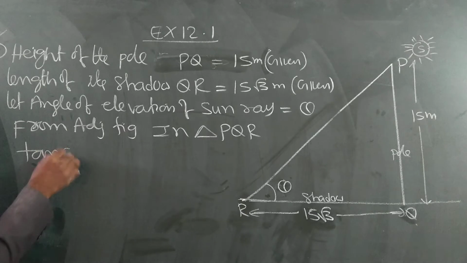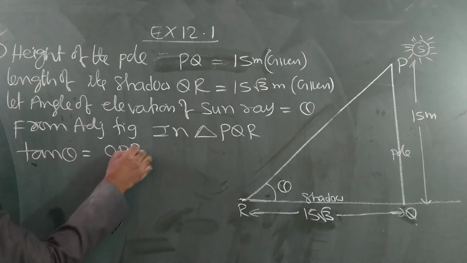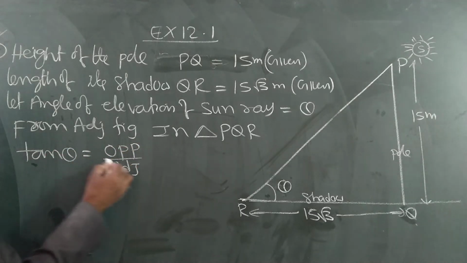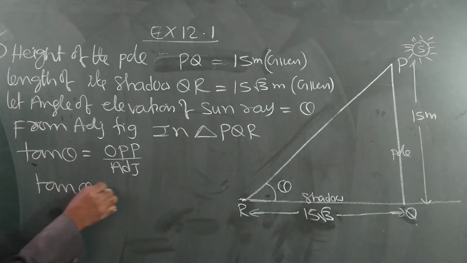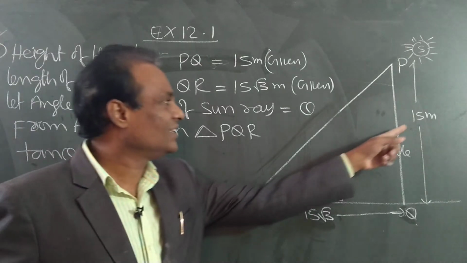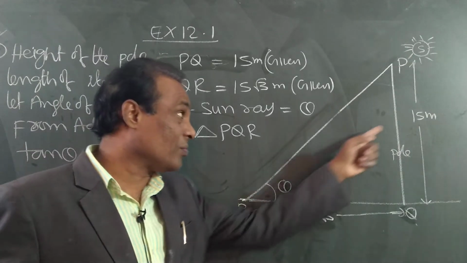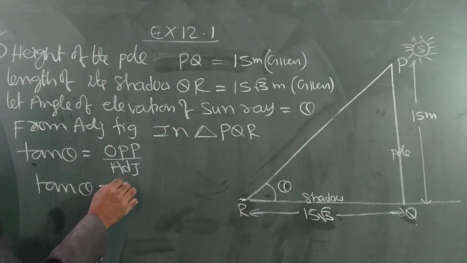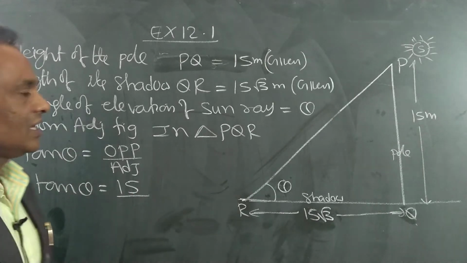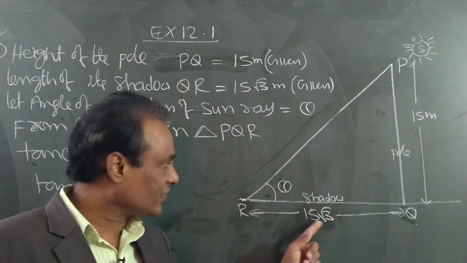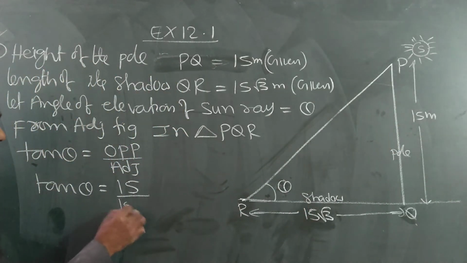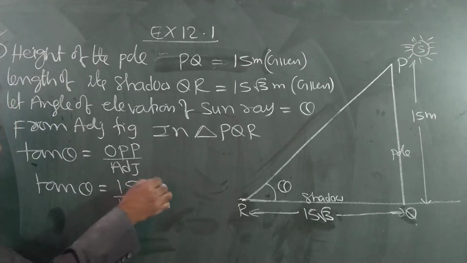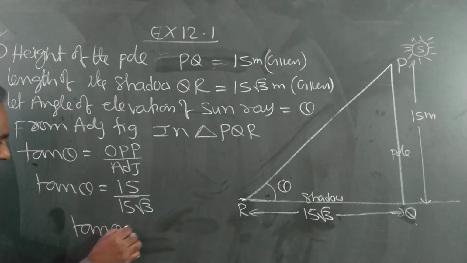Don't write. Tan theta is equal to opposite by adjacent. This is the formula. Theta we don't know, we have to find. What is the opposite side? 15. Opposite side 15, adjacent side 15 root 3. 15 cancel. Tan theta is equal to 1 by root 3.